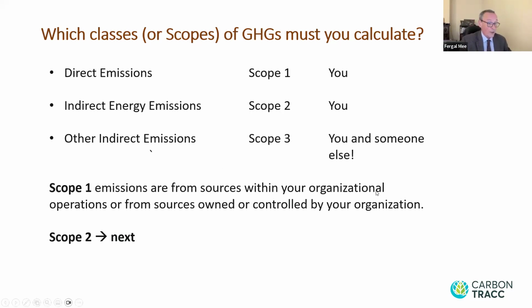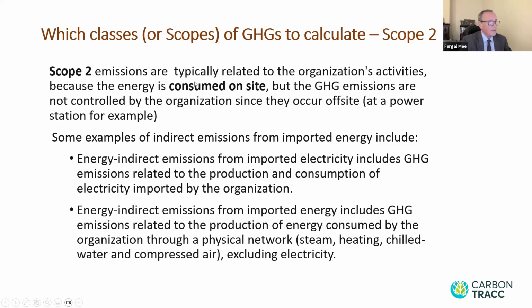Scope 1 emissions are from sources within our organizational boundaries or from sources which we own or control. Again, scope 2 typically related to our activities because the final energy format is consumed on our site. But the emissions are not controlled by us since they occur typically maybe at a power station or a CHP plant or a district heating plant.